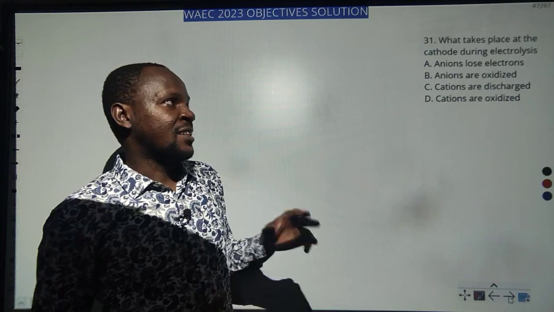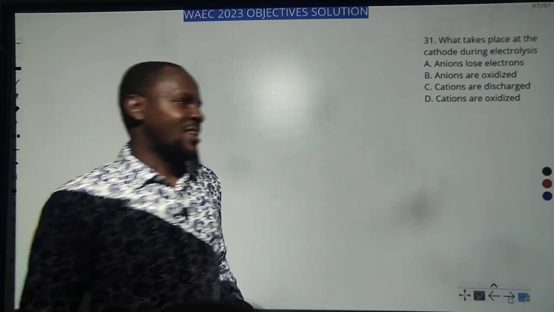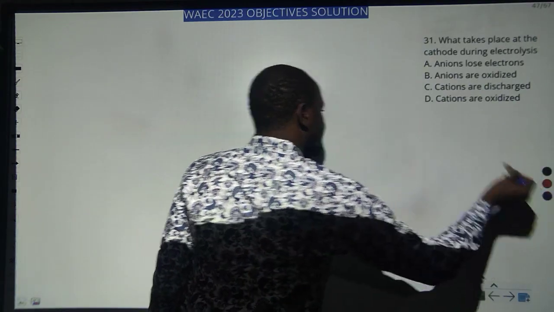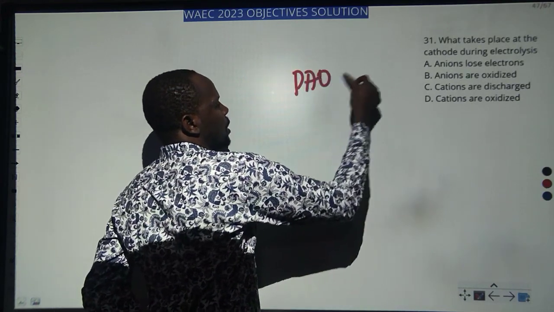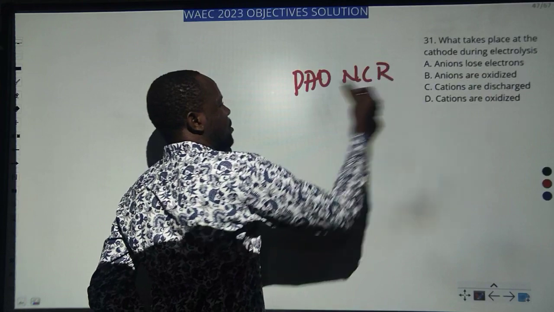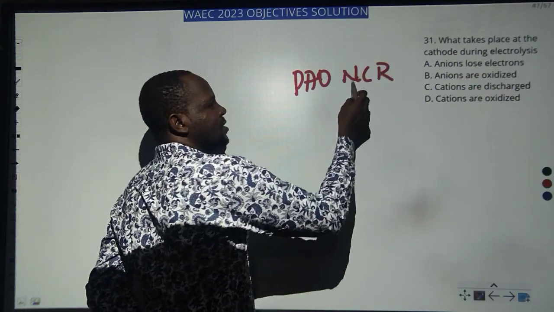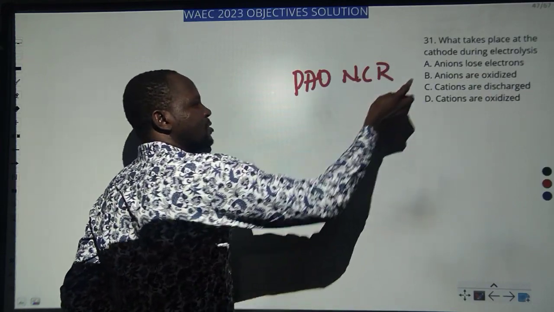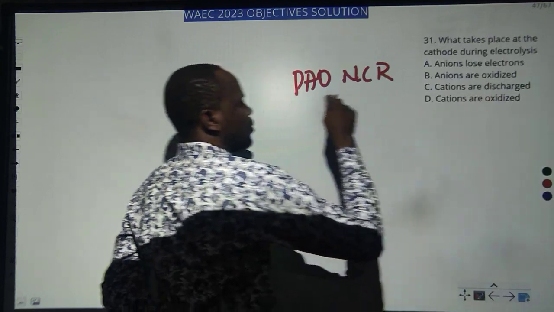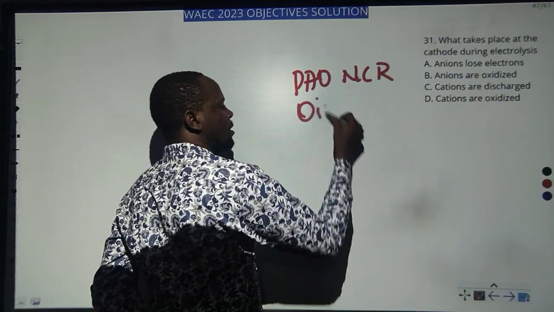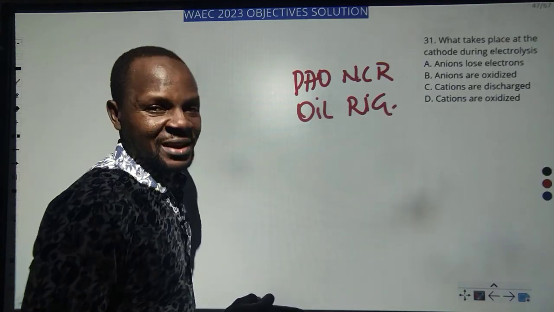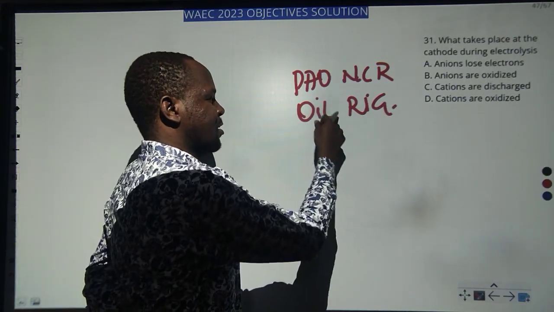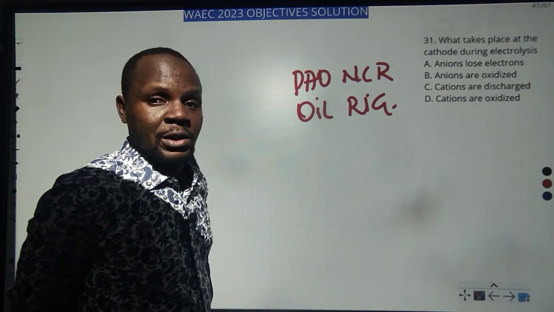31, please. What takes place at the cathode during electrolysis? The short form we teach students in classes, we say PANC. Positive anode oxidation, negative cathode reduction. And there's another one we say OIL RIG. These are mnemonics we use in classrooms. Oxidation is loss, reduction is gain. I hope you understand that.